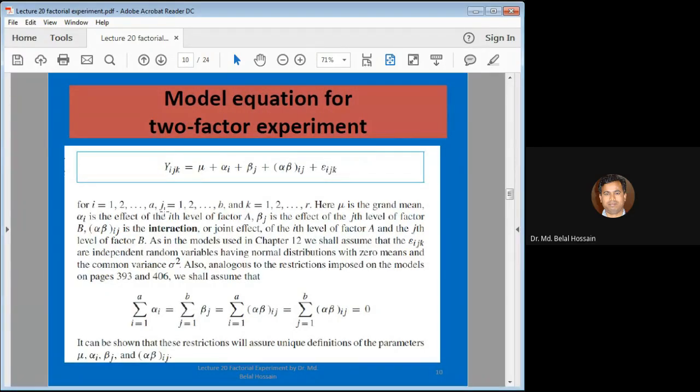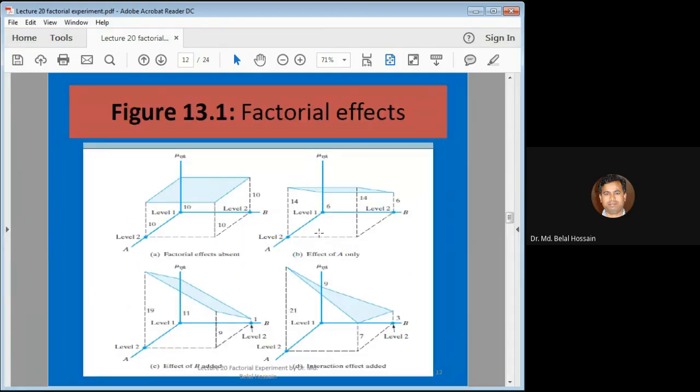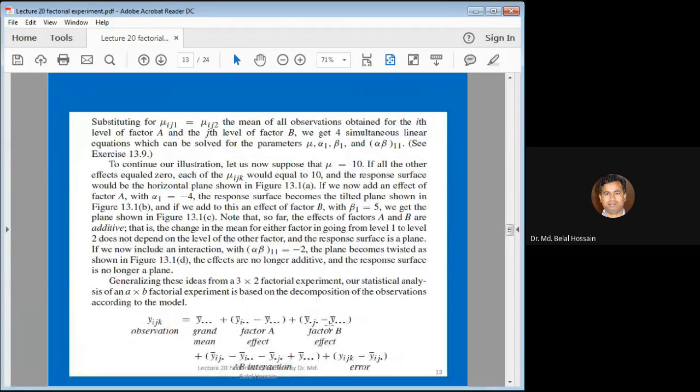If you sum over j, j equals 1 to b, i equals 1 to a, k equals 1 to r, it will have values later on for the numerical example. So based on that, this is the factor B effect, and this is the interaction effect, alpha beta. If you see alpha beta ij, there is no k here, so it is actually that alpha beta combination. So it is the interaction effect, and this is the error term when you subtract from the actual observation.